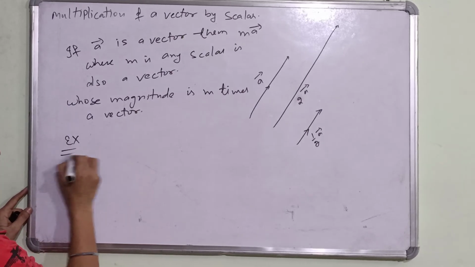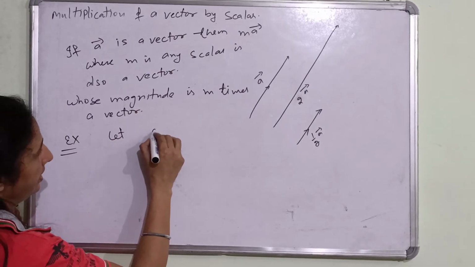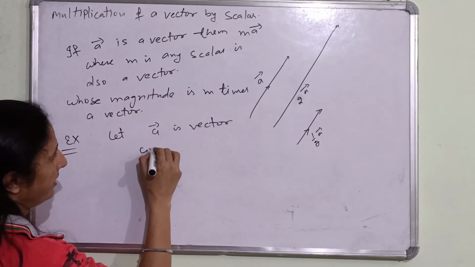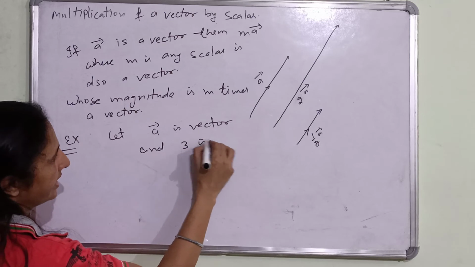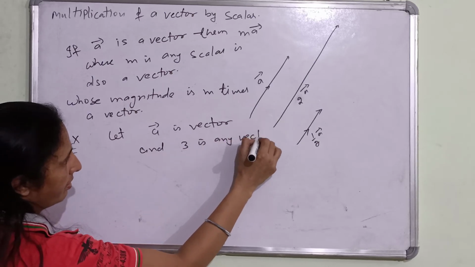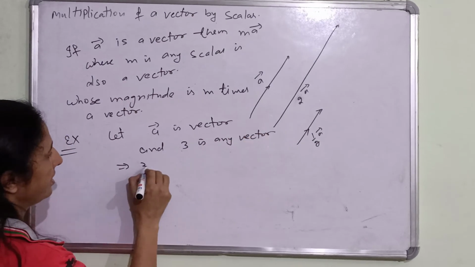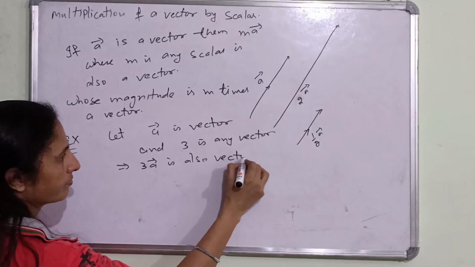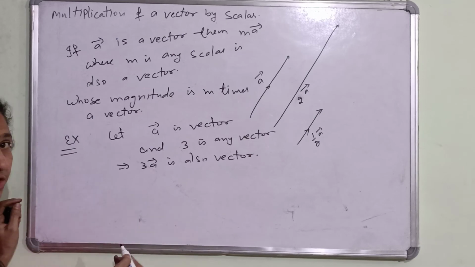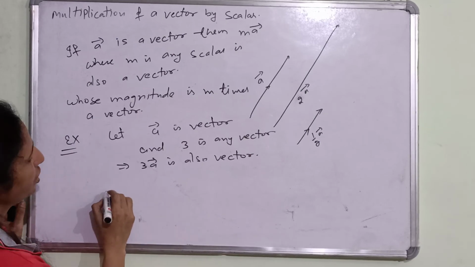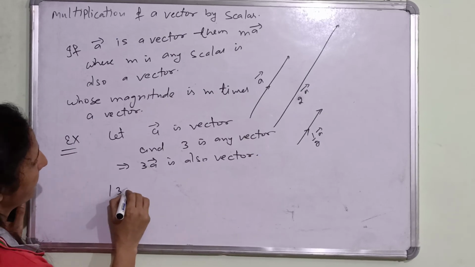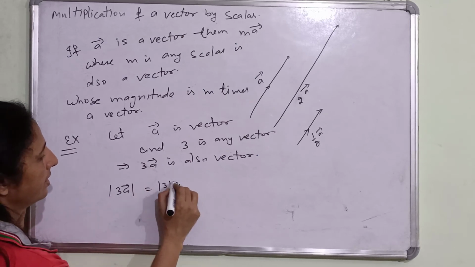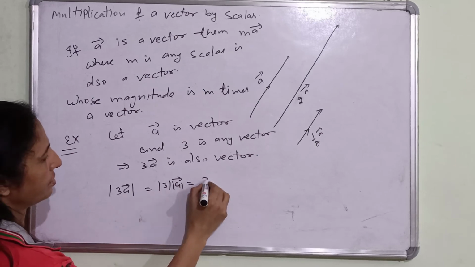Example: let A be a vector and 3 be any scalar, right? So it means 3A is also a vector. Now find out the magnitude, right? Magnitude means modulus of 3, so it is 3.